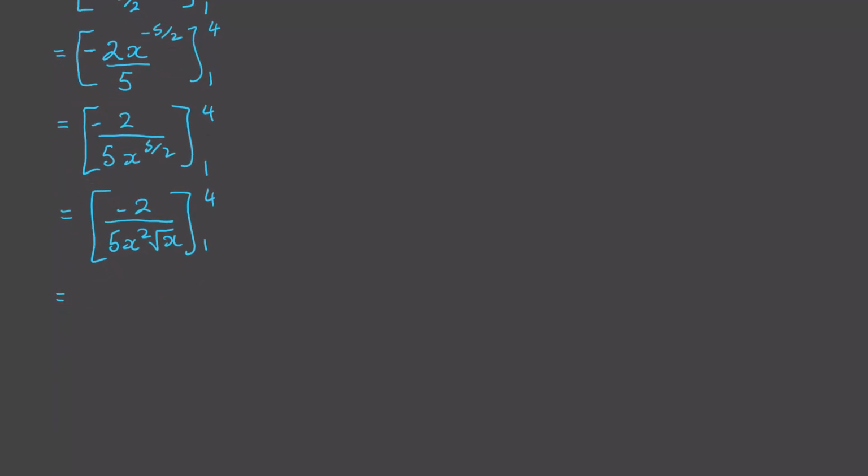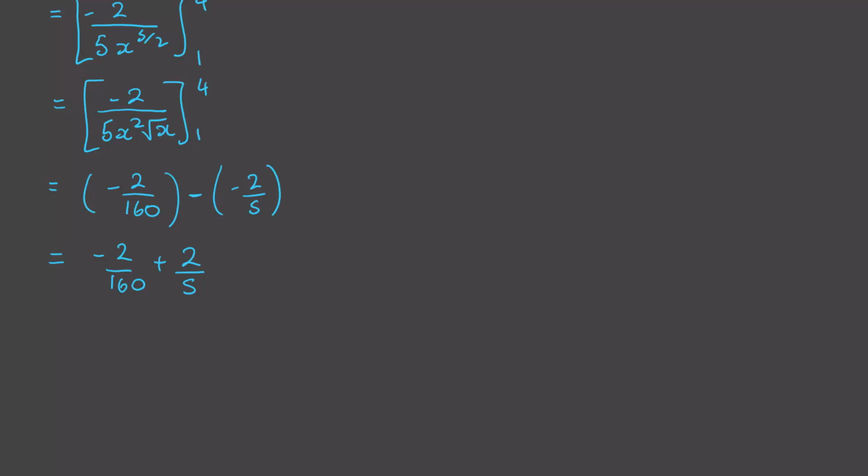Now, if we put 4 in, the square root of 4 is 2. 4 squared is 16. So what I have is essentially negative 2 over 160. Take away, if I put 1 in there, the square root of 1 is 1, and 1 squared is 1 as well. So essentially I've just got negative 2/5. So this actually becomes negative 2 over 160 plus 2/5.